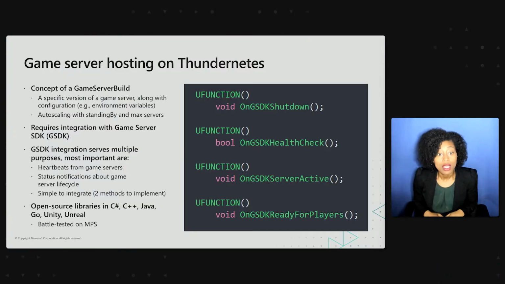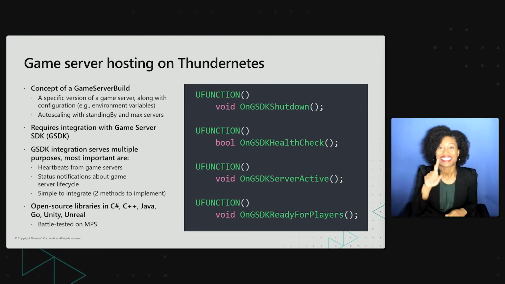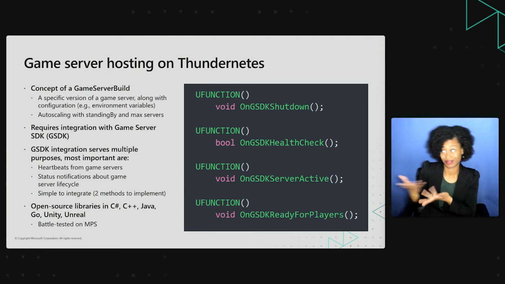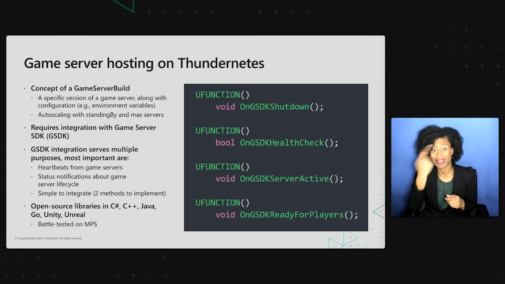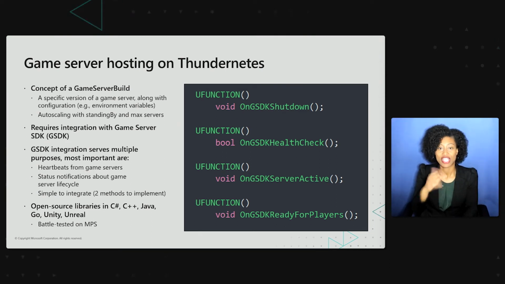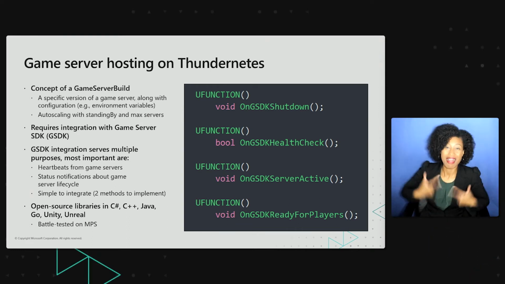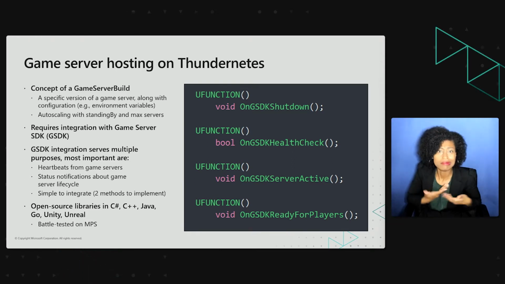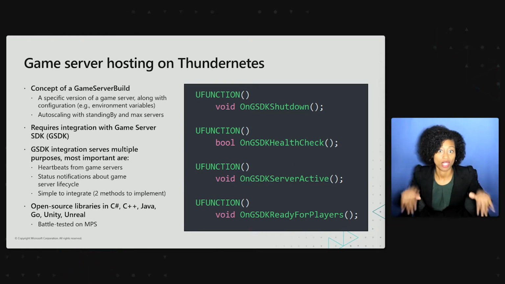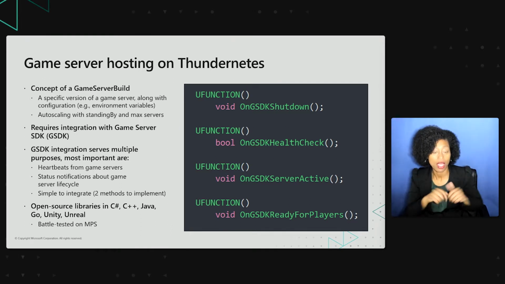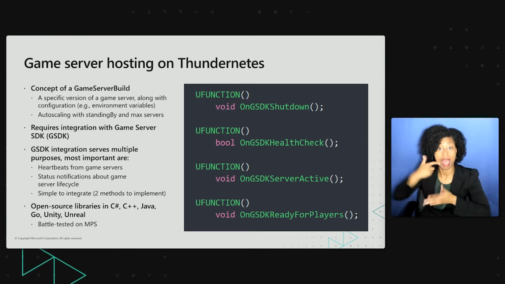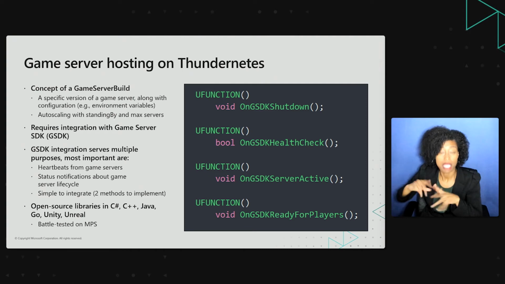The other thing we want is to require integration with the GameServer SDK, which is an open source SDK that serves a couple of purposes. First of all, game servers that use GSDK heartbeat to Thundernetes. With the heartbeat, they basically tell it, hey, I'm alive. If they don't heartbeat, Thundernetes can detect it and take appropriate action. Then, the most important one, status notification. The game server can use the GSDK to tell Thundernetes, hey, I'm initializing, hey, I'm standing by. And Thundernetes can use the GSDK to tell the game server, hey, you're active, you're going to have some players rolling in, do what's necessary.